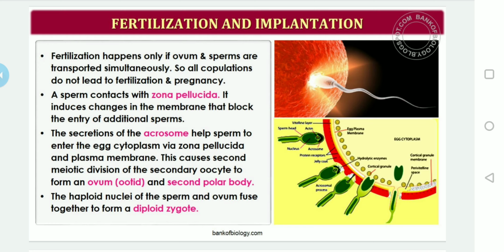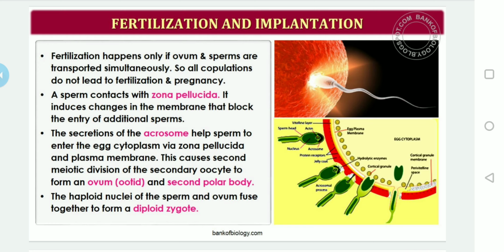But during this fertilization, a single sperm comes in contact with the ovum on a first come, first served basis. It is just like a competition. The sperm which reaches first enters the zona pellucida layer of the ovum and induces changes in the membrane, which generates a signal to block the further entry of additional sperms.